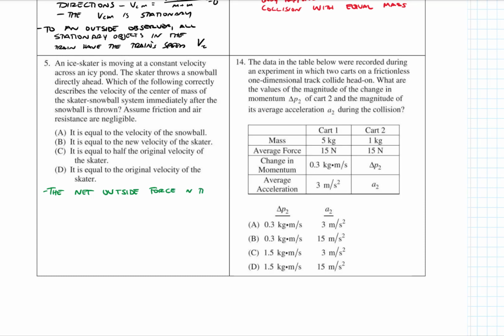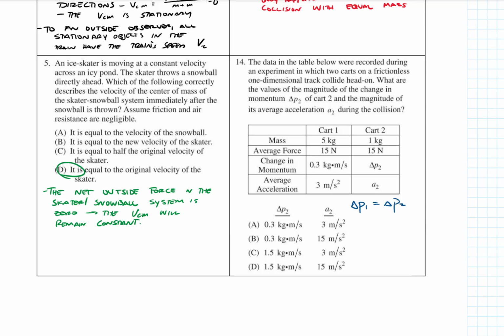I'm just going to summarize that right there. The net outside force on the skater-snowball system is 0, which means the velocity of the center of mass will remain constant. It has to be the same as the velocity of the skater to begin with.